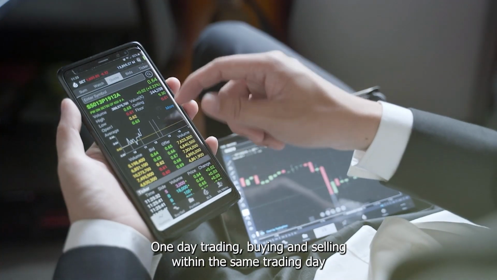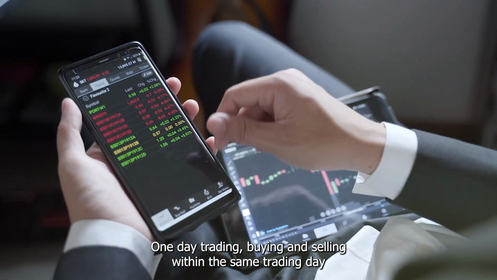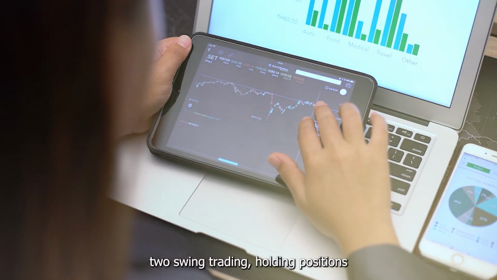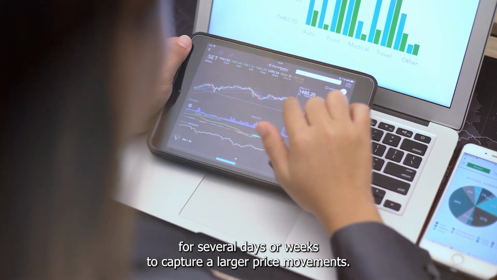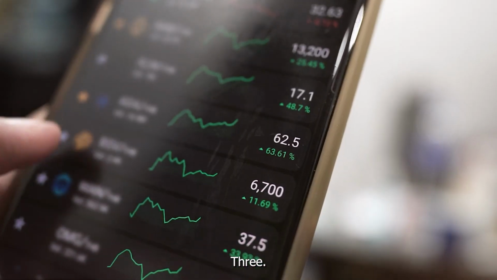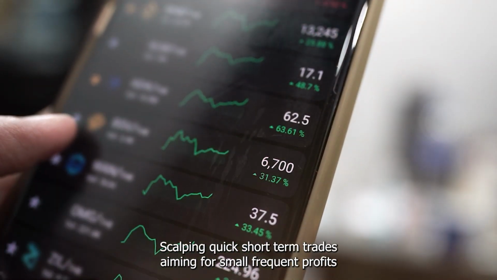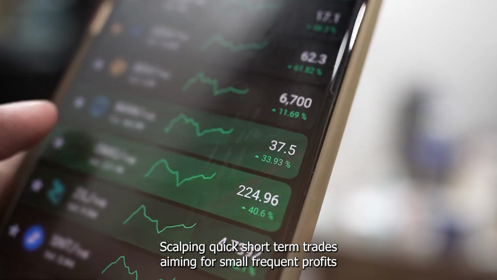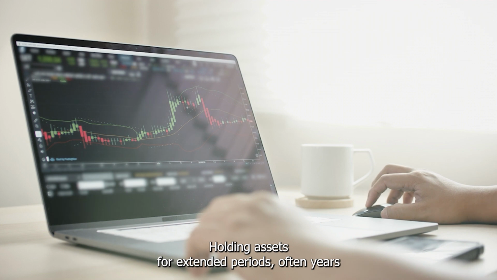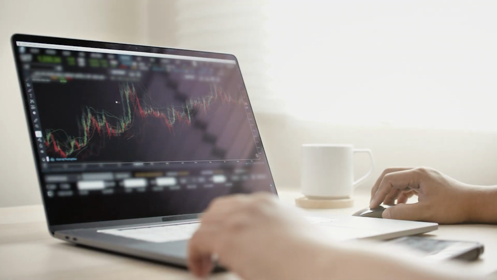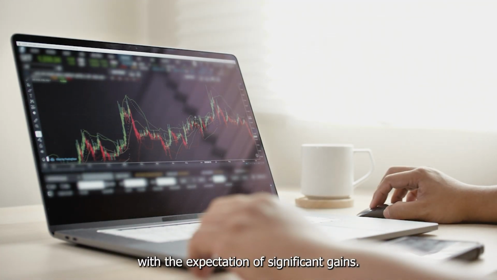1. Day trading, buying and selling within the same trading day. 2. Swing trading, holding positions for several days or weeks to capture larger price movements. 3. Scalping, quick, short-term trades aiming for small, frequent profits. 4. Long-term investing, holding assets for extended periods, often years, with the expectation of significant gains.